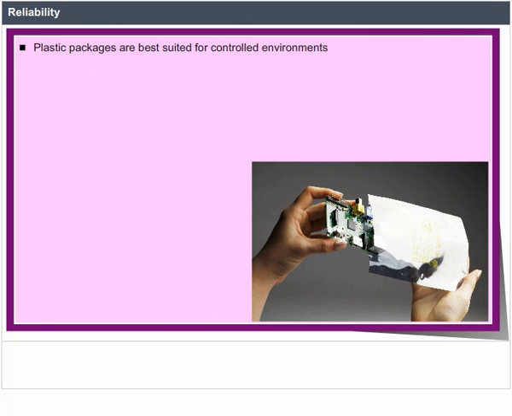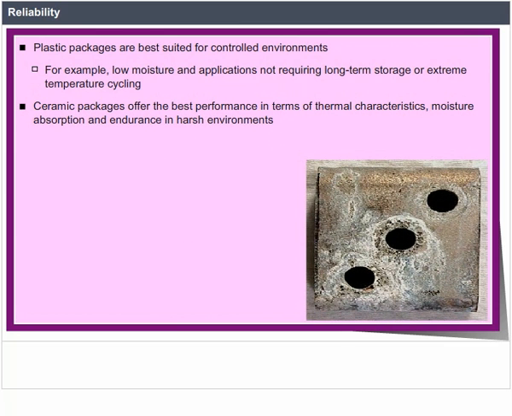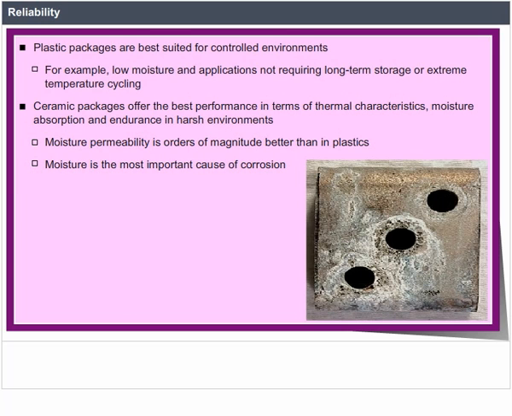Reliability. Plastic packages are best suited for controlled environments, for example, low moisture and applications not requiring long-term storage or extreme temperature cycling. Ceramic packages offer the best performance in terms of thermal characteristics, moisture absorption and endurance in harsh environments. Moisture permeability is orders of magnitude better than in plastics. Moisture is the most important cause of corrosion.